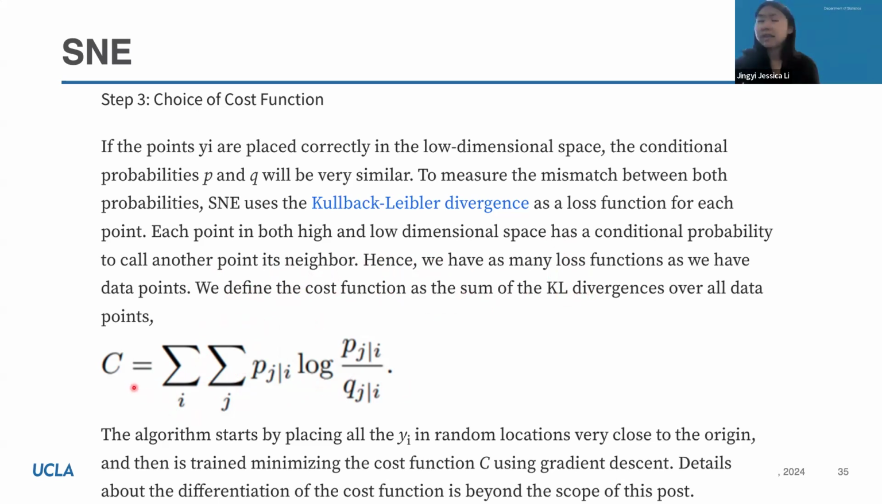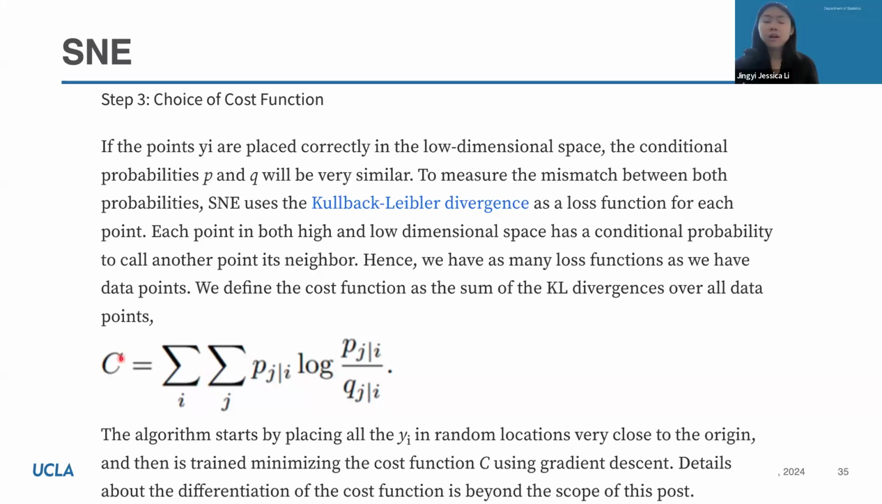That's the C. Then the SNE algorithm starts by placing all the Yi in random locations very close to the origin. And then it's trained by minimizing the cost function C using gradient descent. Details about the differentiation of the cost function are beyond the scope of this course. So later you're going to take partial derivatives of C against each Yi, and then you use the gradient to help you minimize the C. This algorithm is known as gradient descent, which is something very important in machine learning.